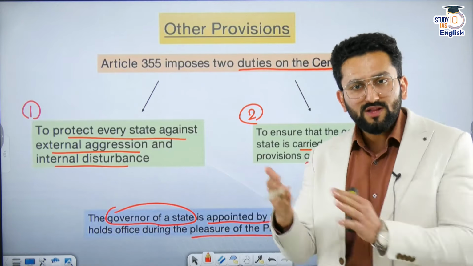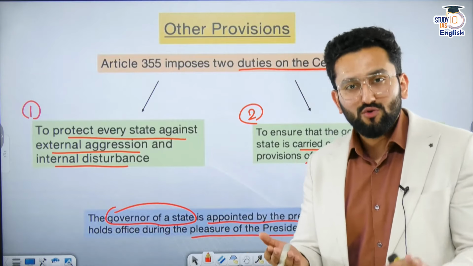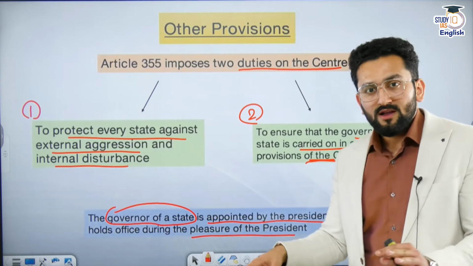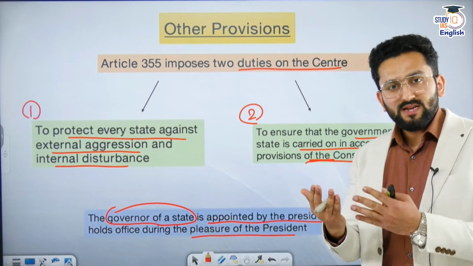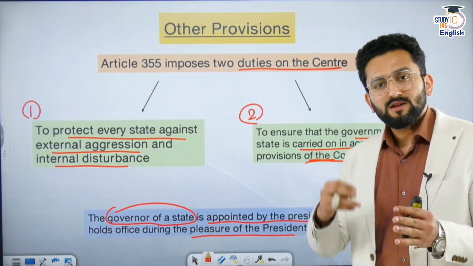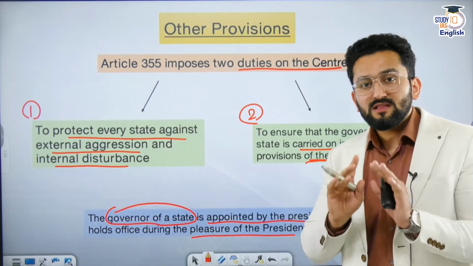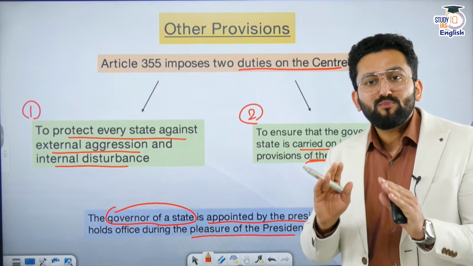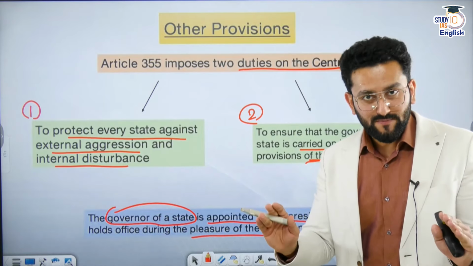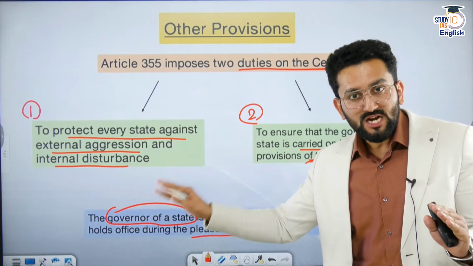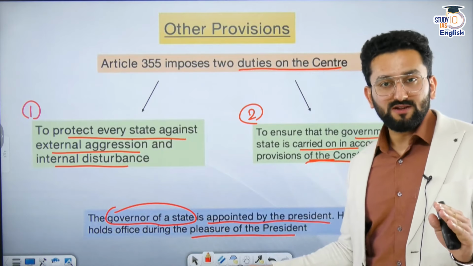For example, Mr. Rohit is going to be the governor of Tamil Nadu. Now, the President will ask, this is the name, I'm verifying it. Now, this person is going to be appointed as governor. My friends, there's no election for the post of governor in India. Governor of a state works on the pleasure of the President.